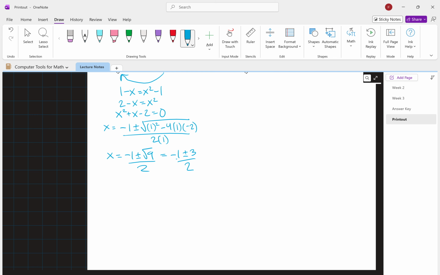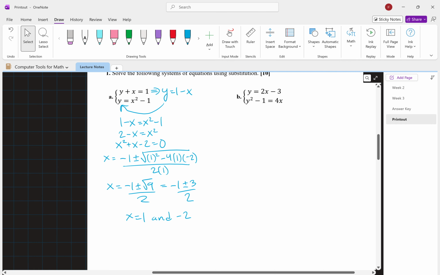So we can solve this by hand. So negative 1 plus 3 over 2. Negative 1 plus 3 is 2, divided by 2 is 1. So x is going to be equal to 1. And x is also going to be equal to negative 1 minus 3 over 2, which is going to get us negative 2.